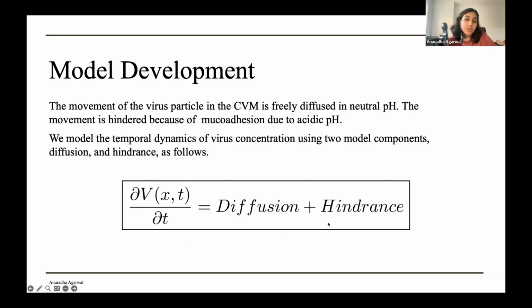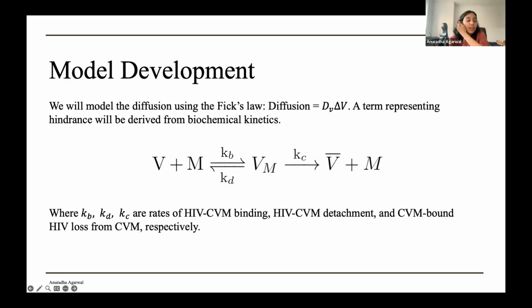And here we have the two components, as I mentioned earlier. We have the diffusion, which is just like the basic heat equation, and the hindrance, which captures the pH and how the movement is hindered. Okay. So diffusion is modeled using Fick's law, where diffusion is D_V times delta V. Here D_V is the diffusion coefficient and delta is the Laplacian operator.